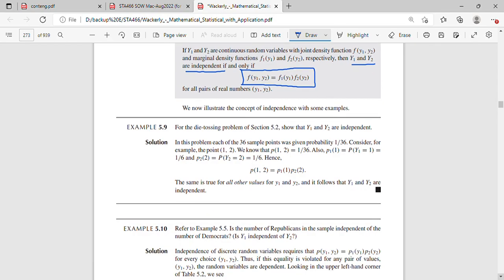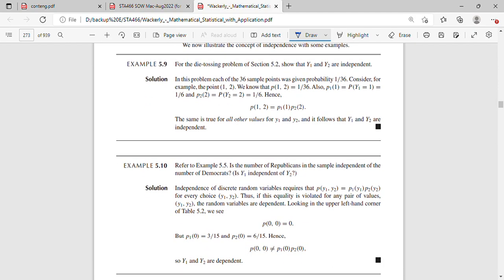Okay, let's see this example. Okay, this one daripada section 5.2. Kita tengok yang ni. Example 5.5 tadi. Okay, is the number of Republicans in the sample independent of the number of Democrats? Okay, number of Republicans ni adalah Y1. And number of Democrats ni adalah Y2. So, kita nak check whether Y1 and Y2 ini independent ke tidak.